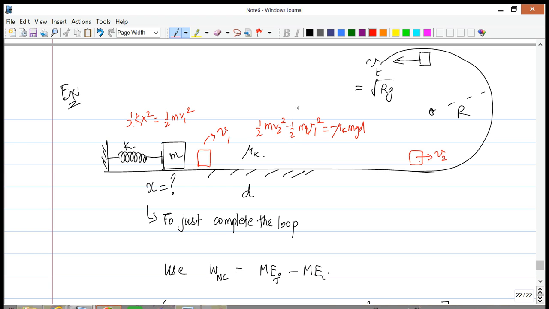and to find the speed at the bottom here, we're simply going to do MEI equals MEF, which is 1/2 m v2 squared is equal to 1/2 m square root gr squared plus mg times 2r, and so you can get all the components from that part. So that's a problem that's slightly involved, but again, by using all the earlier concepts, we can take care of this.